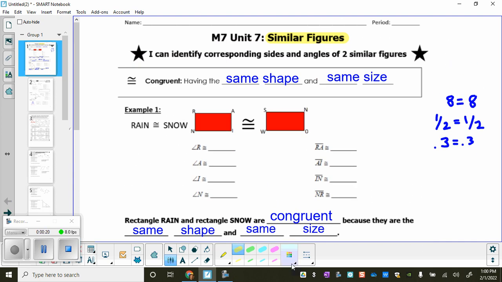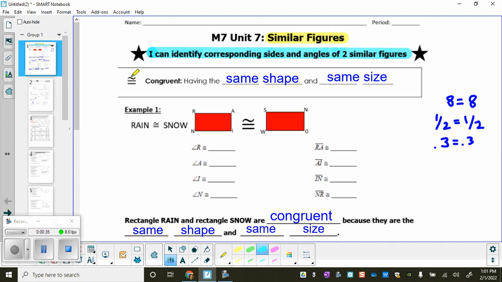All right. Now for today's video, I just want to mention that our I can statement is: I can identify corresponding sides and angles of two similar figures. So we're just trying to identify corresponding sides and angles.